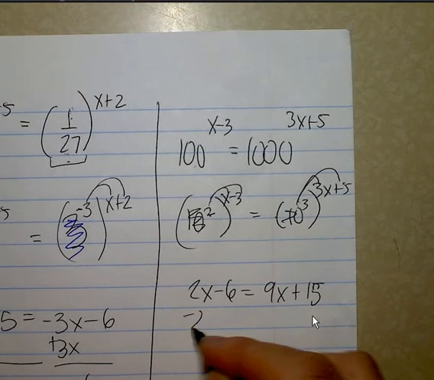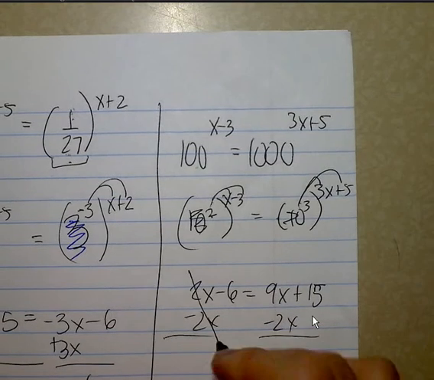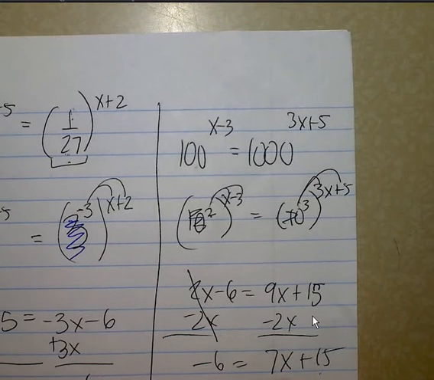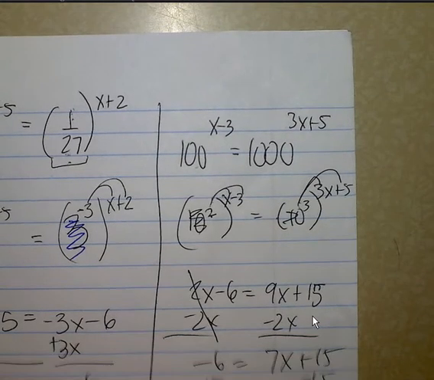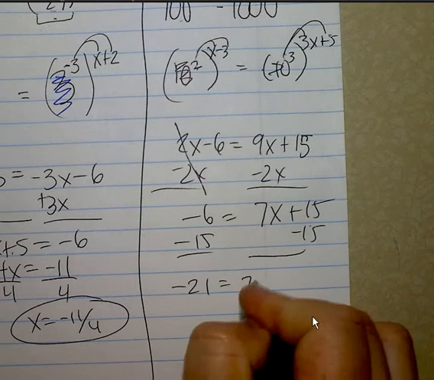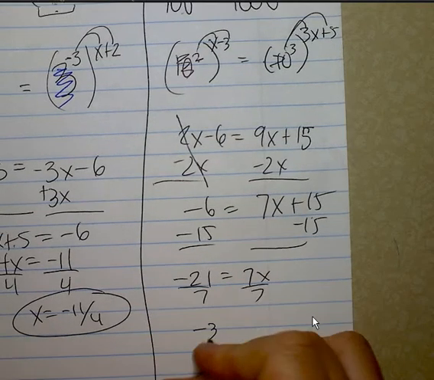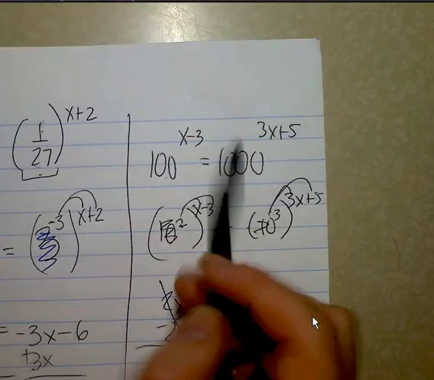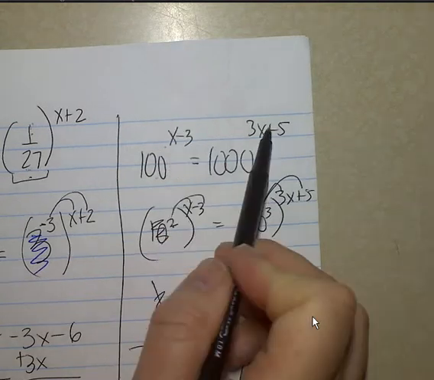I'm going to choose to move the x's this time personally over to the right, the 15 over to the left, and negative 3 is my answer. Again, how could we check to see if we did it right? Plug it in, and the left side is going to have to go to the right side.